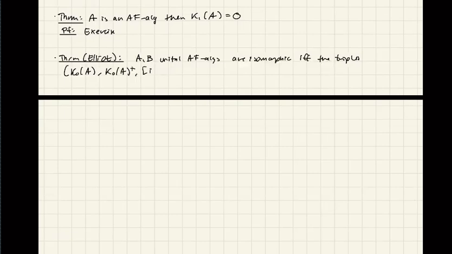Oh, I don't need to write that. K0 of A and likewise for B are isomorphic. So for AF algebras, their K0 groups are very nice.